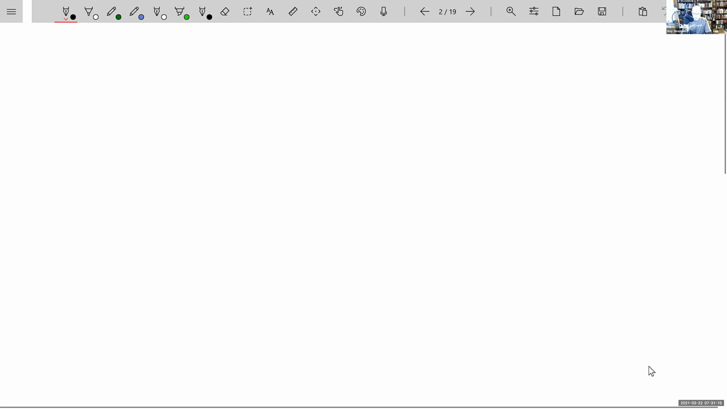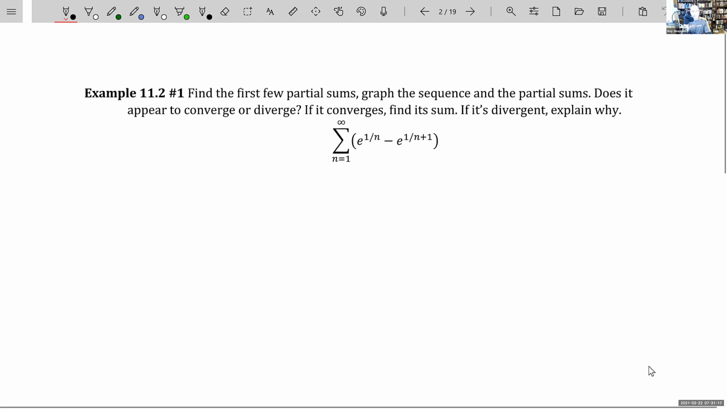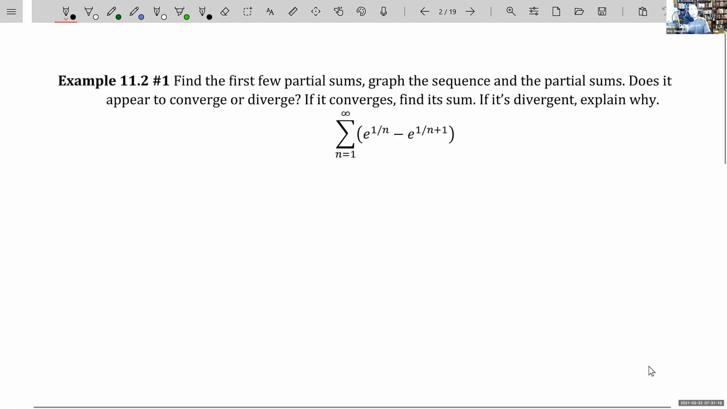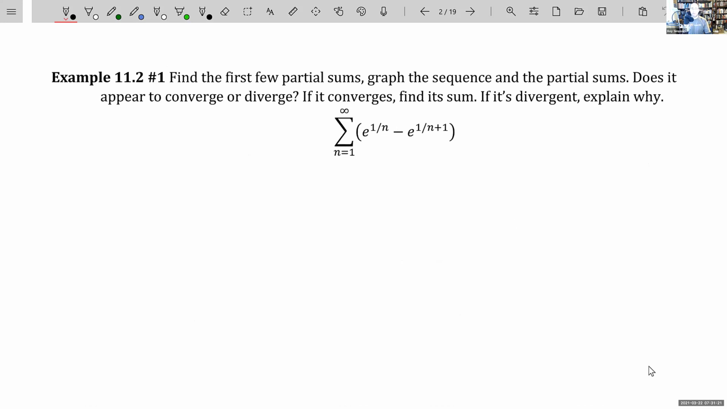All right, so let's jump into an example. Find the first few partial sums, graph the sequence and the partial sums, and then ask or answer, does it appear to converge or diverge? If it converges or appears to converge, find its sum. If it's divergent, explain why. So what I'm going to do is on my desktop here, I think I'm going to search for Desmos sequences.